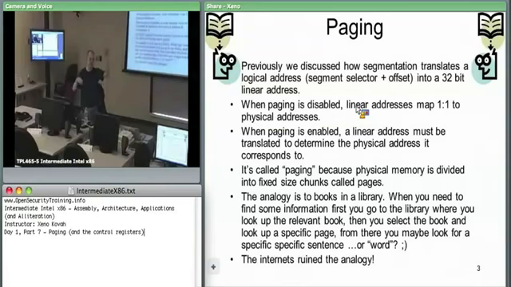High addresses in virtual can map to low addresses in physical. And that's really the point, actually. High addresses can map to low addresses in physical, or when you didn't have enough RAM. All right. So the reason it's called paging is because of an analogy of accessing information like you have a library.